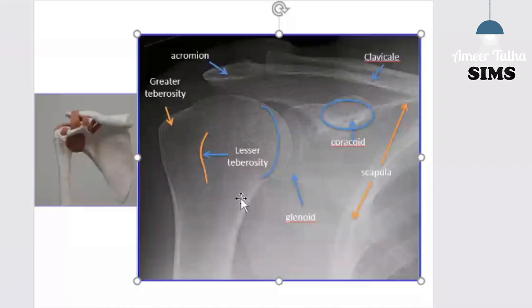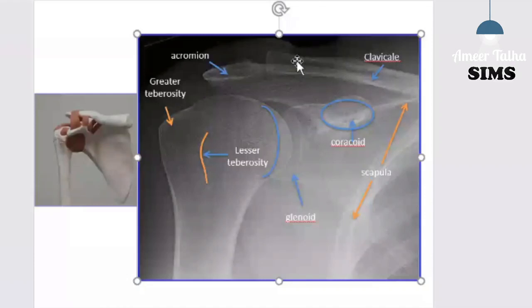This area is of clinical significance with reference to damage to the axillary nerve and the anterior and posterior circumflex humeral vessels. They may get damaged due to fracture of this part, the surgical neck of the humerus. Moreover, the common site of fracture, which you know of the clavicle, is the junction of the middle and the lateral one-third, at the junction of medial and lateral curvatures.